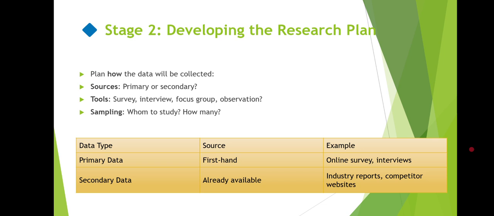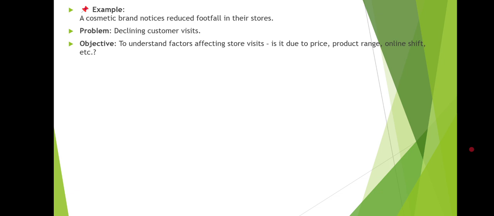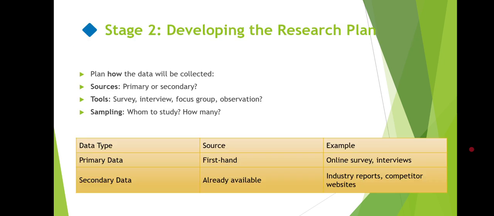Second stage, we have developing the research plan. Plan how the data will be collected and what the sources for collecting the data are. It may be primary or it may be secondary. And what are the tools for collecting the data? It may be survey, interview, focus group, or observation. You also have to find out what kind of sampling you use, whom to study, and how many people you consider for your study. These are the types of data.